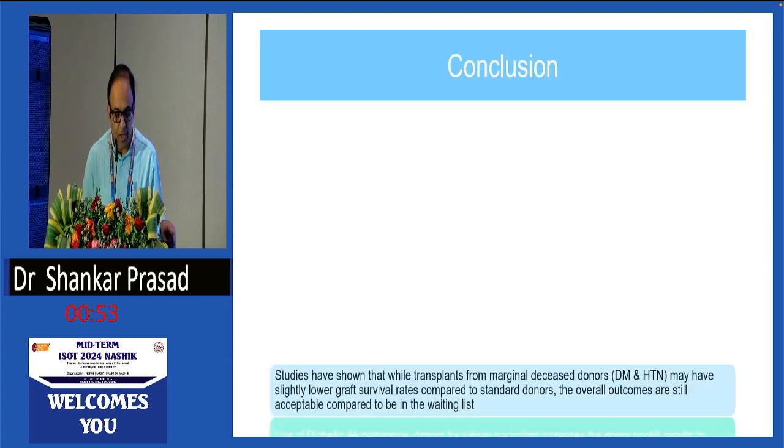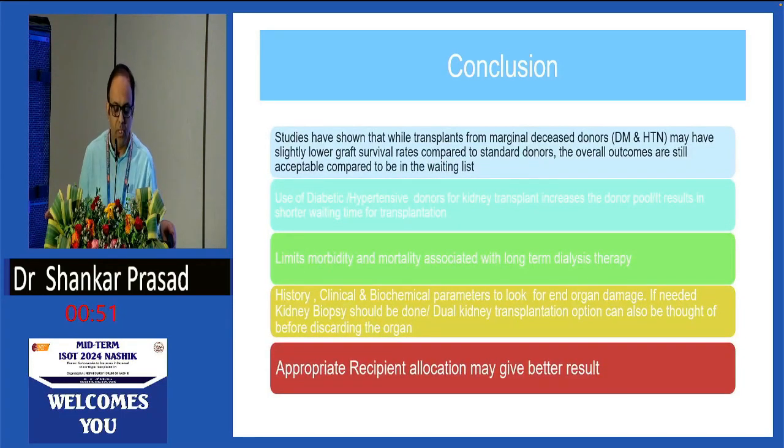To conclude my talk, studies have shown that while transplants from marginal donors with diseases like diabetes and hypertension may have slightly lower graft survival rates compared to standard donors, the overall outcomes are still good and acceptable compared to being on the waiting list. Use of diabetic and hypertensive donors for kidney transplant increases the donor pool, and of course it results in shorter waiting time for transplantation. It limits morbidity and mortality associated with long-term dialysis therapy.